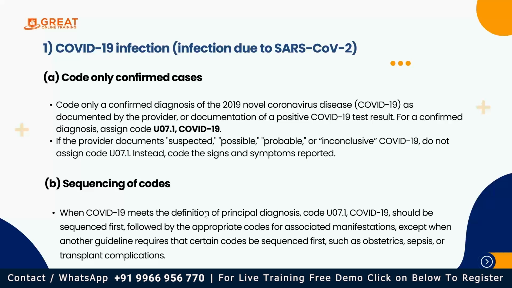But along with COVID-19, if that patient is pregnant, or suppose the patient also has a sepsis infection, in that case sepsis gets priority. Means we have to use the sepsis code as the principal diagnosis. Or in case of obstetric codes, as obstetric codes always take priority over all the codes, we have to use the O code as the principal diagnosis, followed by U07.1. Any doubt?